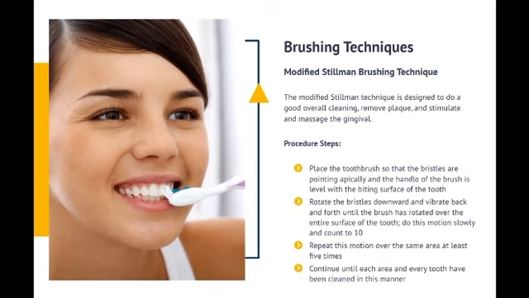Rotate the bristles downward and vibrate back and forth until the brush has rotated over the entire surface of the tooth. Do this motion slowly and count to 10. Repeat this motion over the same area at least 5 times. Continue until each area and every tooth have been cleaned in this manner.